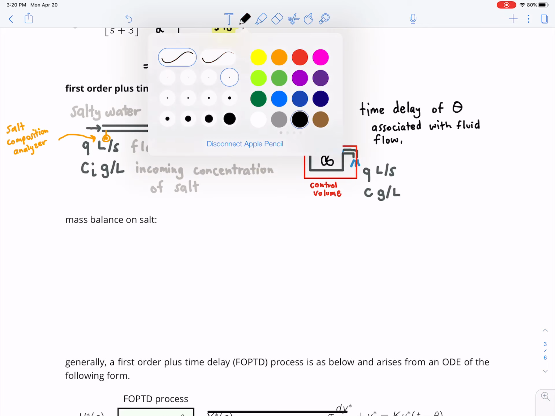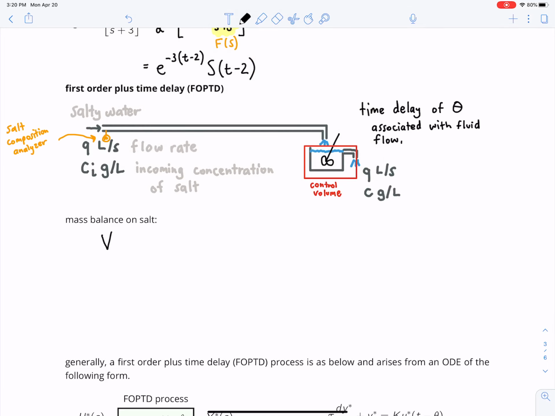The accumulation in our system is V, and let's say the volume is constant, dC/dt. So C is the concentration of salt inside that tank. And what's going out, we'll do what's going out first, is minus QC, right? That's what's going through the system boundary. Now, I want to emphasize this input here is not QCi. So it would be wrong to write QCi. That's completely wrong.